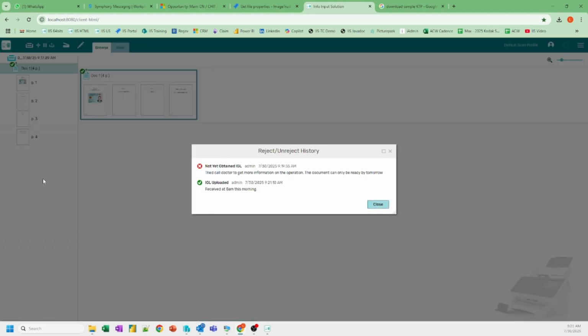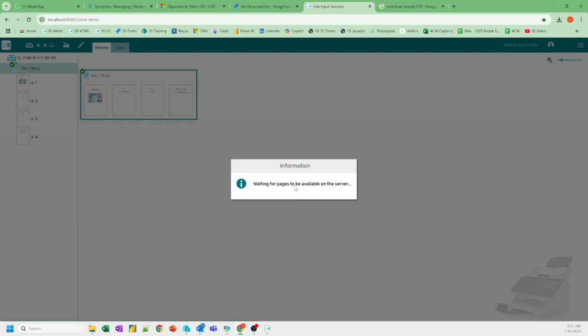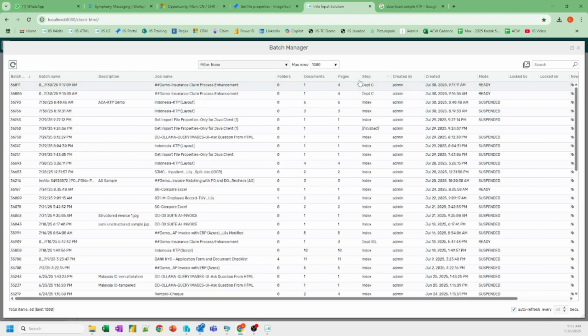We can always go back to view the full information of the in and out information sharing between the admin department and the IGL department. Once this is complete, the person will just close, and then it will move again to department C. So this is basically the sharing. Each person who has the same rights can always come here to look for the documents under their care that they can continue to process. Thank you. So this is for today's demonstration.